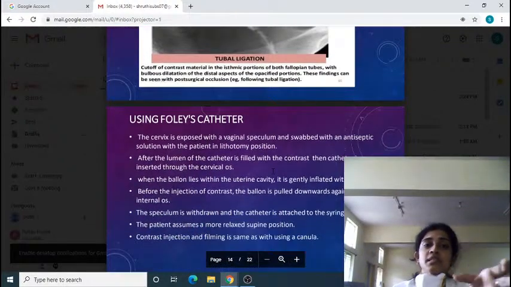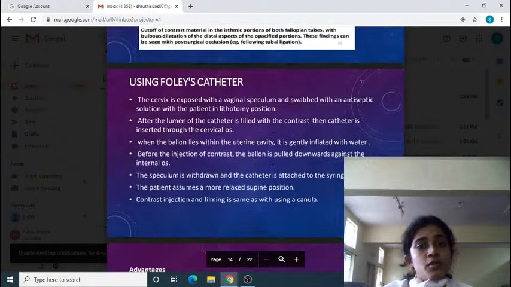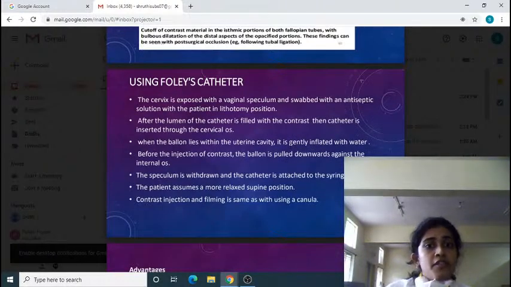These findings can be seen with post-surgical occlusion or following tubal ligations. HSG can also be done using a Foley catheter. The cervix is exposed with a vaginal speculum and swabbed with an antiseptic solution with the patient in lithotomy position. The lumen of the catheter is filled with contrast, and the catheter is inserted through the cervical os. When the balloon lies within the uterine cavity, it is generally inflated with water.